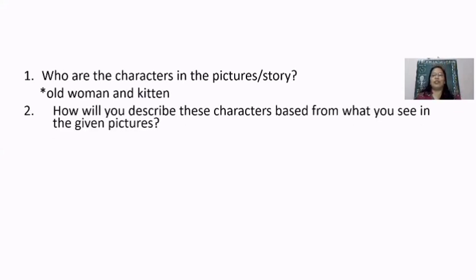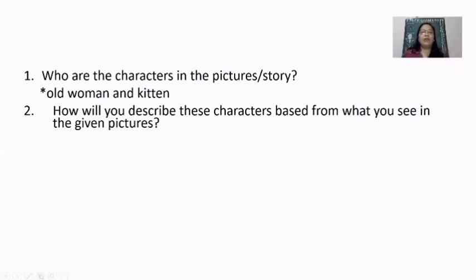Let us have question number 2. How will you describe these characters based on what you see in the given pictures? In question number 2, we are now applying characterization. We need to describe these 2 characters, the old woman and the kitten. How are you going to describe these 2 characters? Let us have the old woman first.